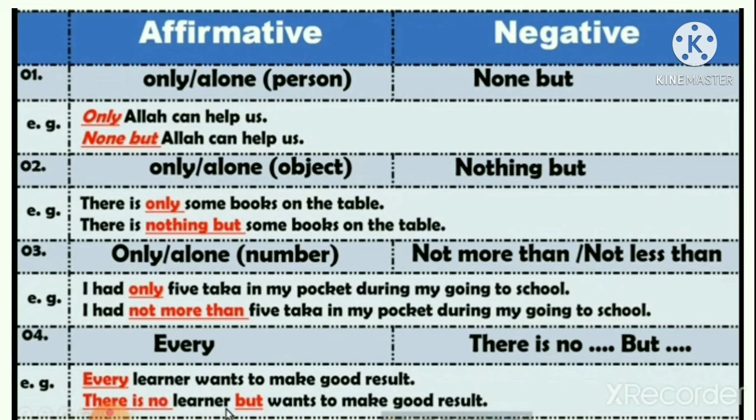If there is every in the sentence: every learner wants to make a good result, so there is no learner but wants to make a good result. Everybody likes an honest man, so this will be there is nobody but likes an honest man.